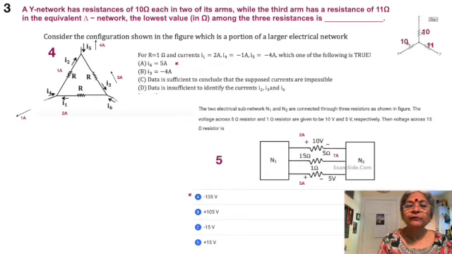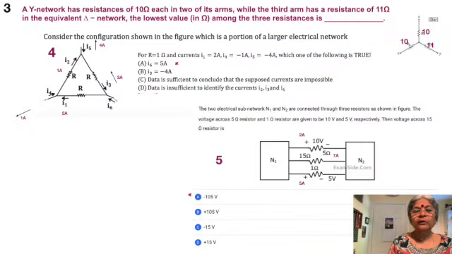Okay, so which of the following is true? What is the first answer? It says that I6 is equal to 5 amps. Of course, with 3 amps and 2 amps leaving, I6 will have to be 5 amps. From this edge, because 2 amps and 3 amps are leaving, it has to total to 5 amps delivered to the network. Now we need not look at the subsequent answers, but you can definitely see that B is wrong because I3 is mentioned as minus 4 amps, which is not true. Similarly, the option that data is sufficient to conclude that the supposed currents are impossible is wrong, and data is insufficient is also wrong. Of course, data is sufficient for this case.